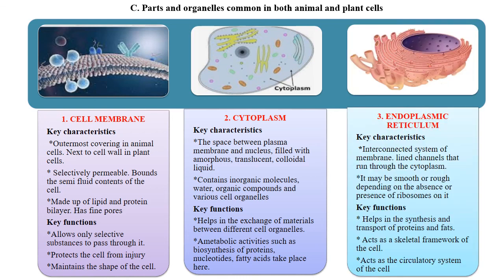Endoplasmic reticulum. Key characteristics. Interconnected system of membrane-lined channels that run through cytoplasm. It may be smooth or rough depending on the absence or presence of ribosomes on it. Key functions. Helps in the synthesis and transport of proteins and fats. Acts as a skeletal framework of the cell. Acts as a circulatory system of the cell.